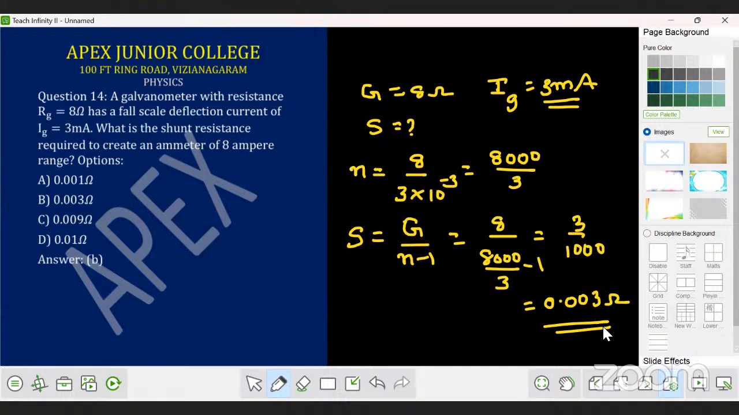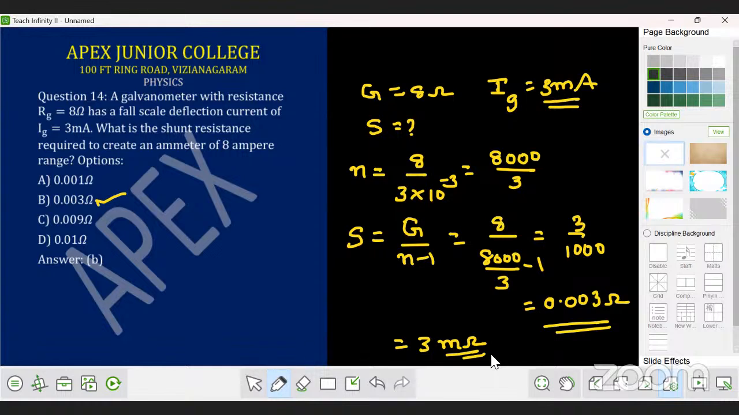So the answer will be 0.003 ohm. Sometimes it may also be given in terms of 3 milli ohm. Based on that, you have to answer. The similar formula was used in both of these. What is the formula? S equal to G by N minus 1. When do we use this formula? When the range of the ammeter is increased by some n number of times.